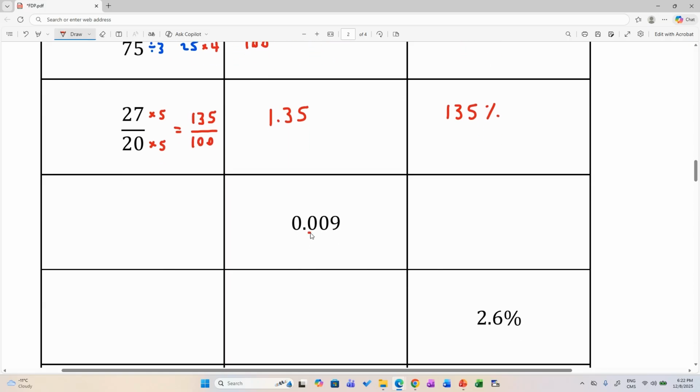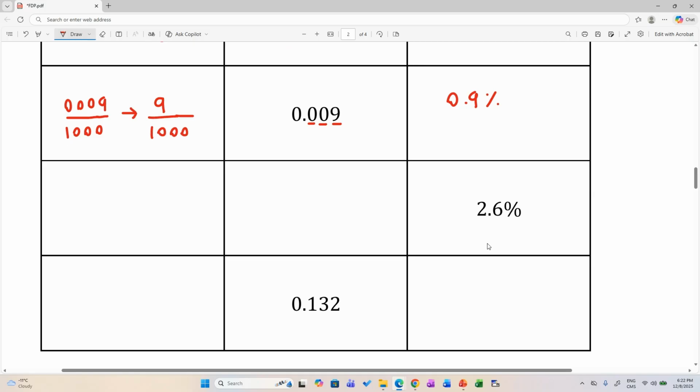Okay, here. This 0 is in the tenths place. This 0 is in the hundredths place. This 9 is in the thousandths place. Hence, my answer should be over 1,000. And what I do now is ignore the decimal and just write all my digits on the top. So I'm going to write 0009. But the thing is, 0009 is actually the same as just 9 over 1,000. Okay, great. Now to change this to a percent, I move the decimal 2 places to the right and add a percent symbol. So this will just be 0.9%.